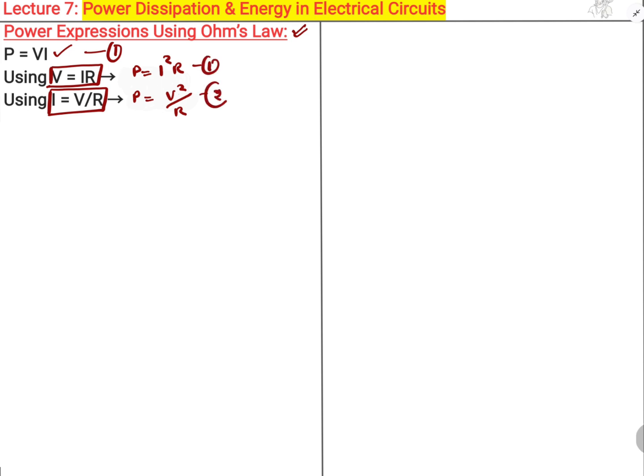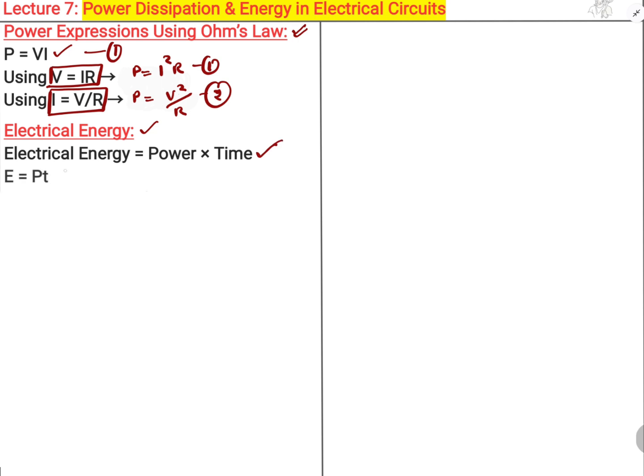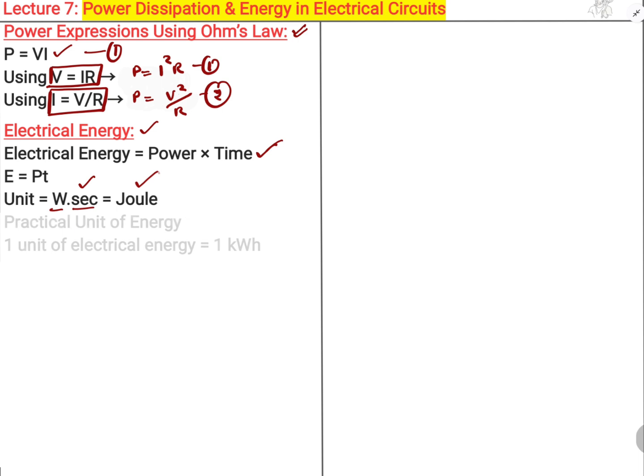So let's move on to electrical energy. Electrical energy is basically power into time, where the unit of power is watts and the time is in seconds. So the unit becomes watt second, which is also called a joule. But the practical unit of energy is 1 kilowatt hour. It is the unit based upon which consumers are charged at households.